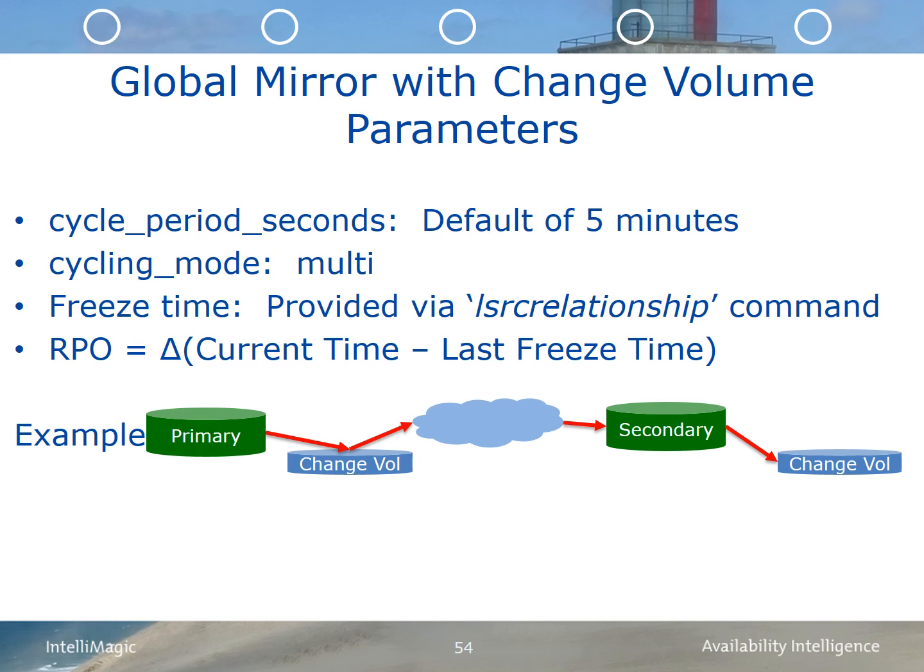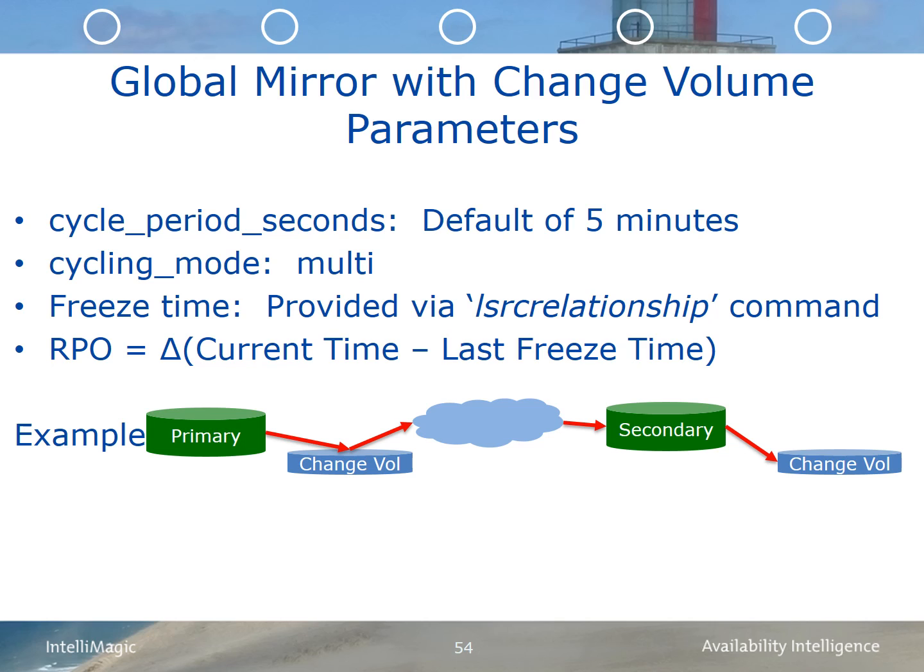Global Mirror with change volumes is a slightly different animal than Global Mirror or Metro Mirror. Global Mirror with change volumes requires a primary volume, a secondary change volume that stores changes to the primary volume, and then on the remote site, the change volume asynchronously replicates the changes to a secondary target volume. Those volumes are then flash copied to the change volume at the secondary site.